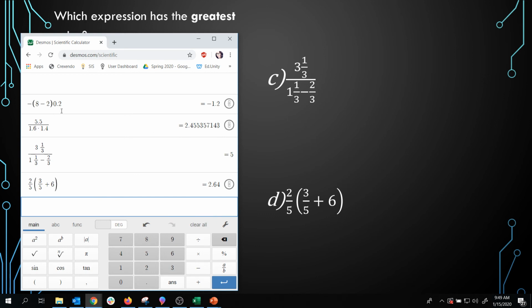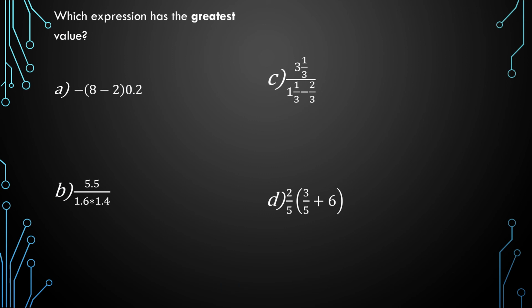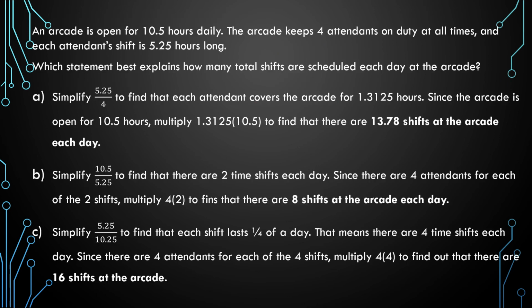Alright, so if I look at all of these different expressions, it looks like this 5 is the greatest out of all of these. So this funky looking fraction one has the greatest value. This one's equal to 5. Alrighty. On to the next one.